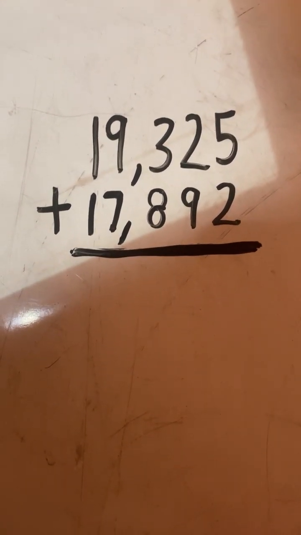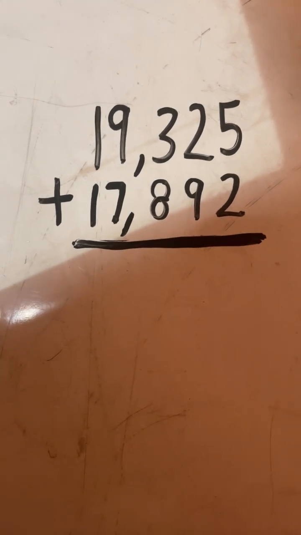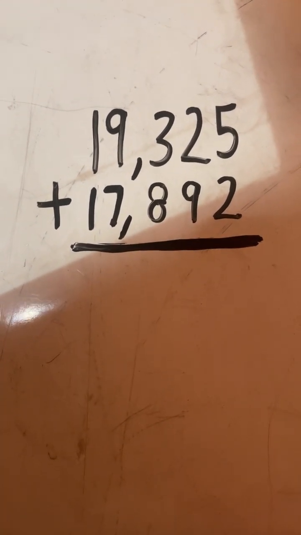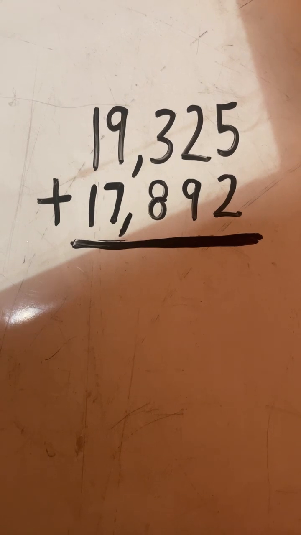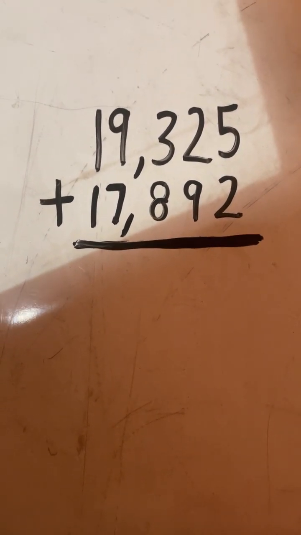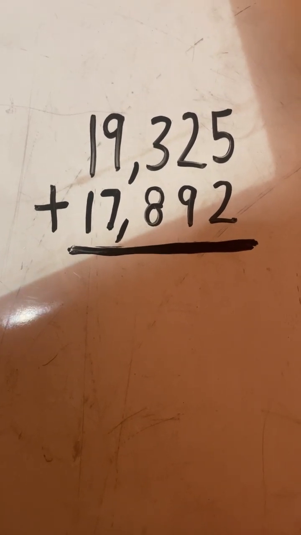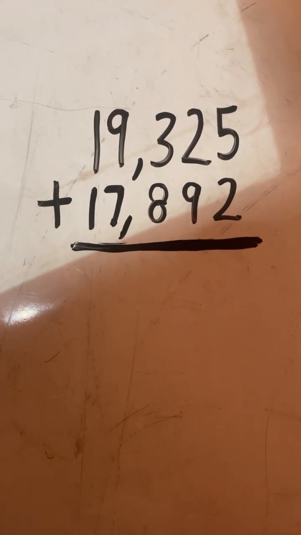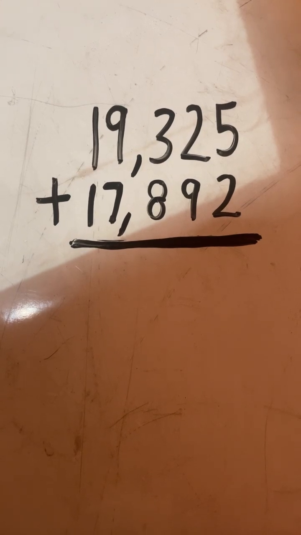So this video is going to focus on multi-digit addition that requires regrouping. Our model problem is 19,325 plus 17,892. Going to go through step by step how to solve that problem.